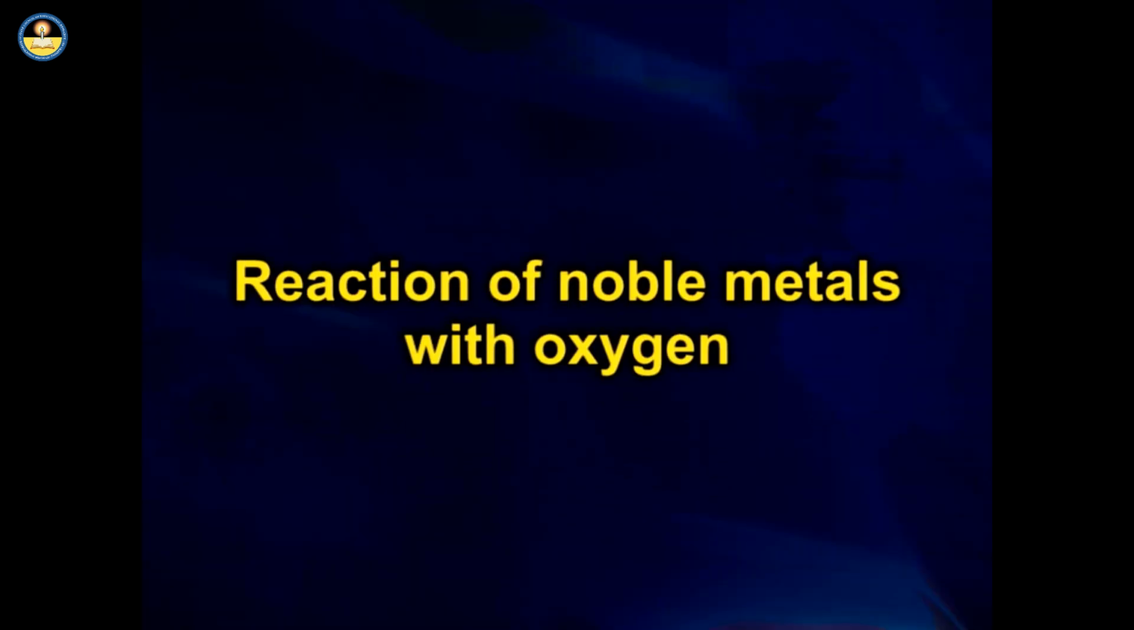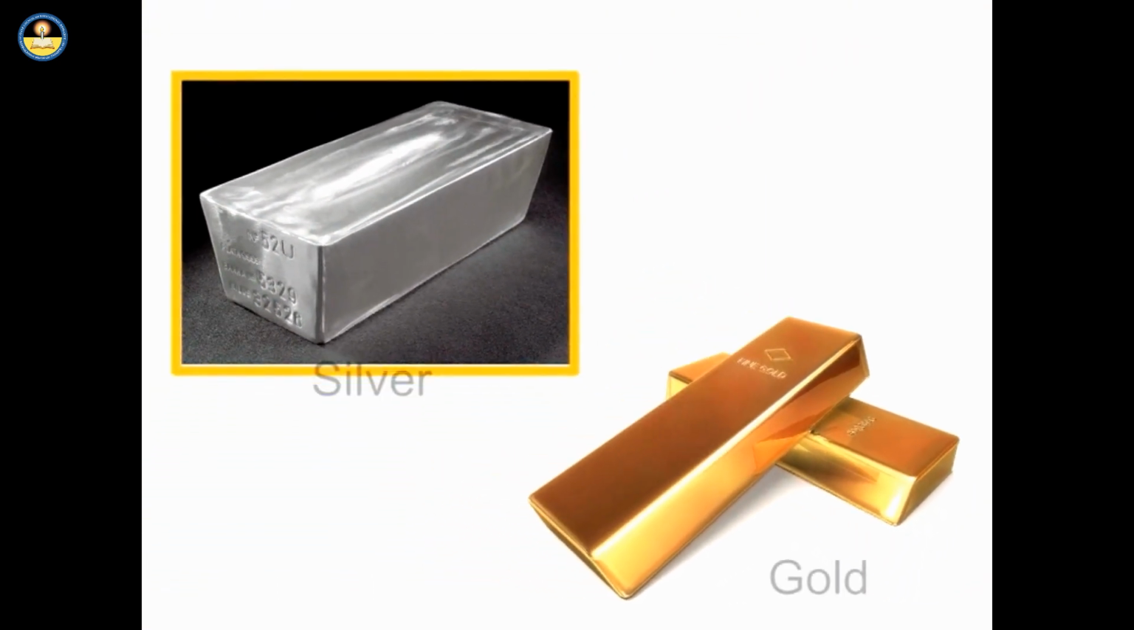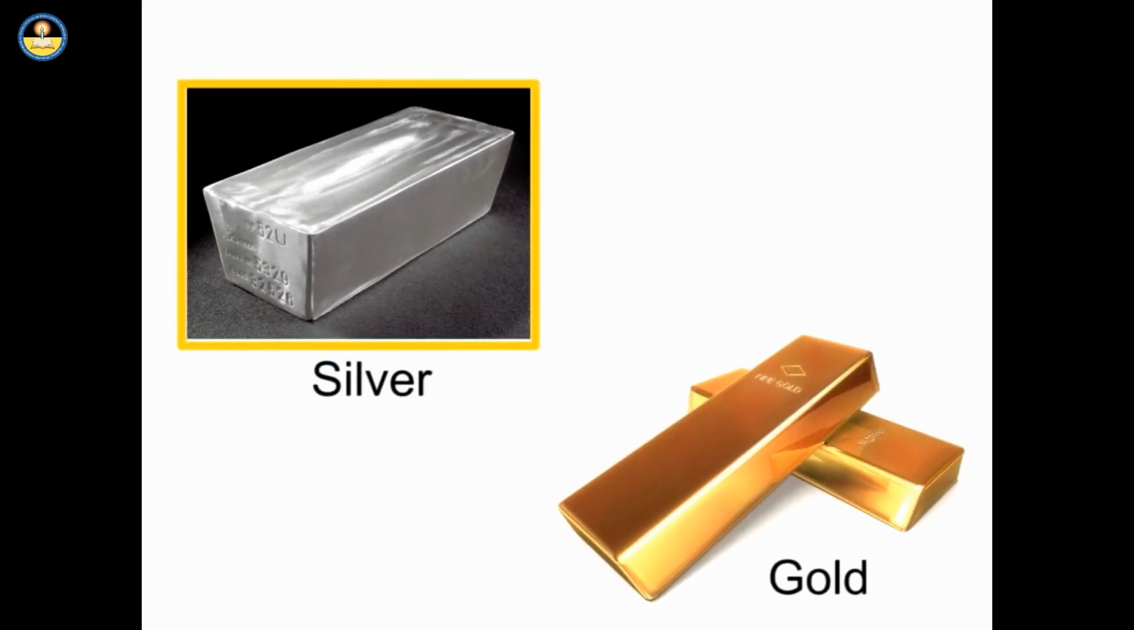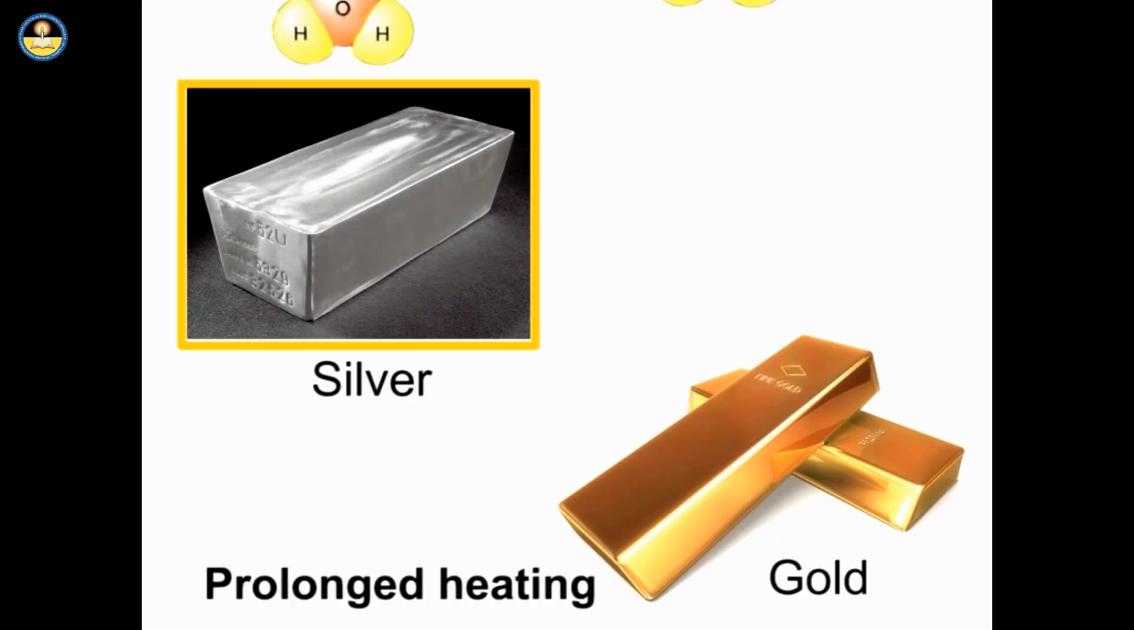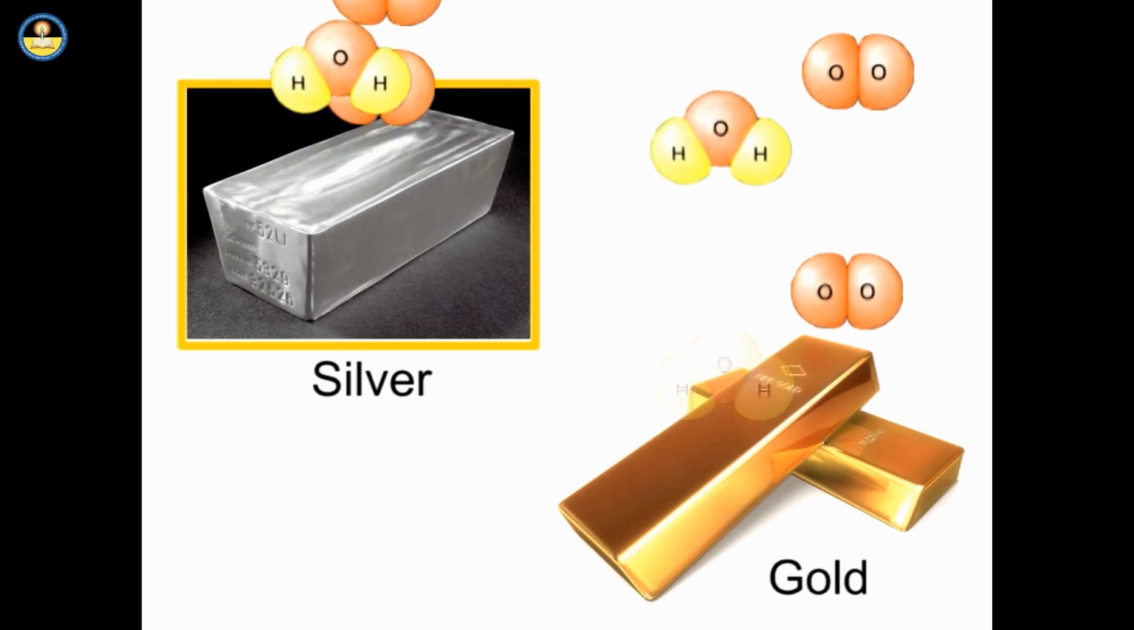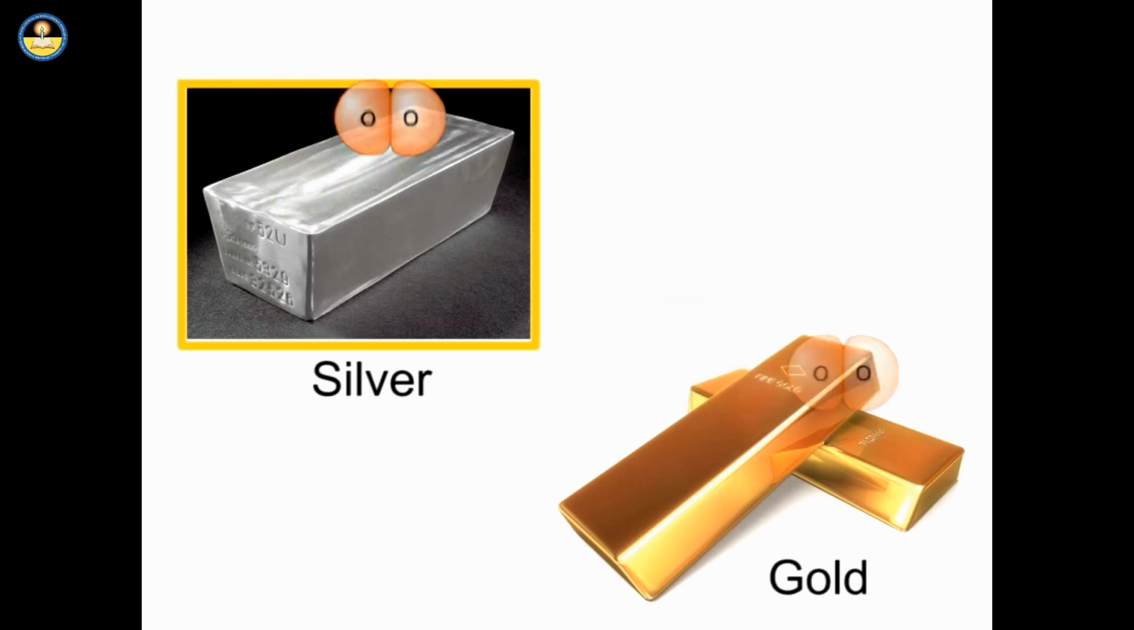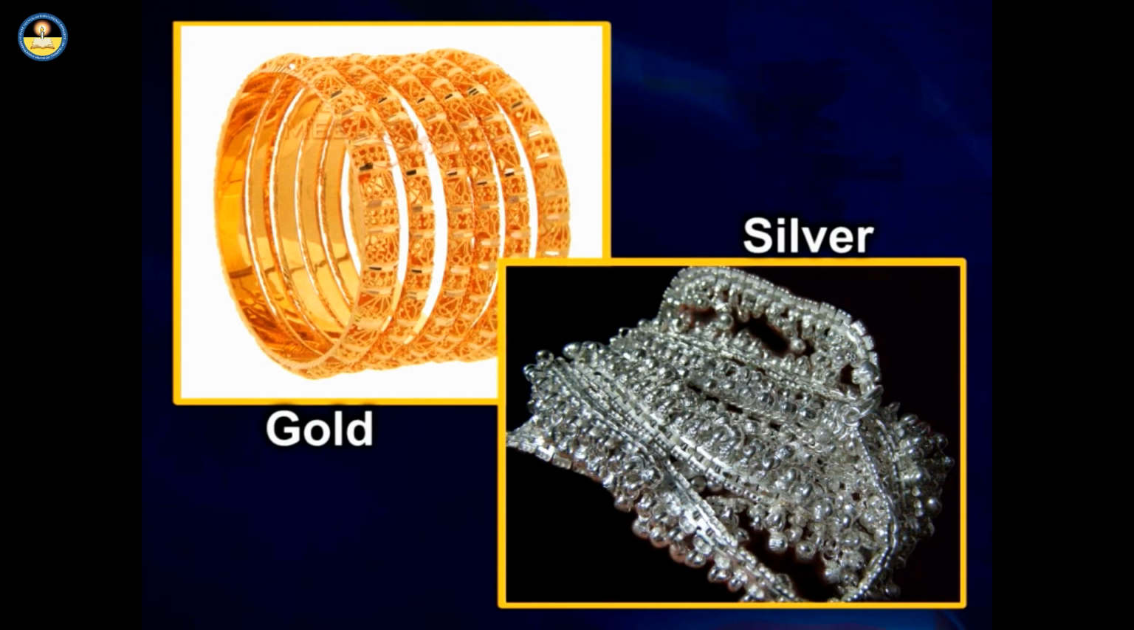Reaction of noble metals with oxygen. Let me tell you that silver and gold do not react with oxygen even on prolonged heating because they are non-reactive metals. It is due to this property that they are used for making jewelry. These metals retain their shiny luster for a very long time.